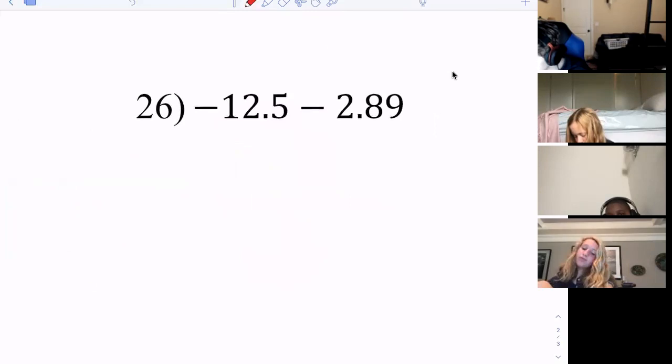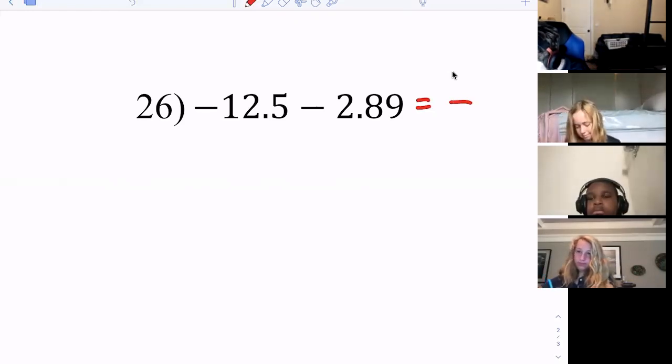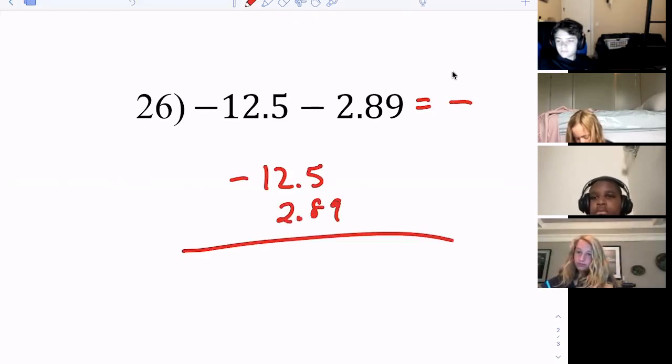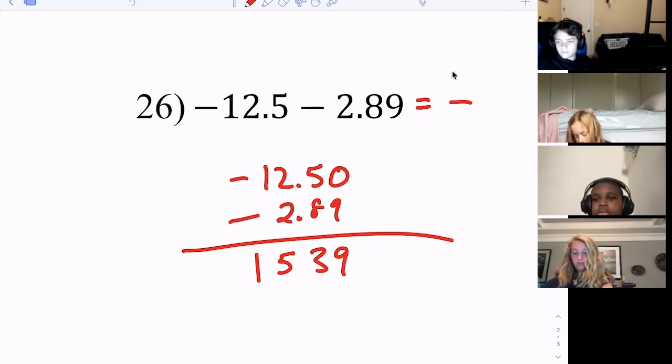Okay, 26 now. Is my answer going to be positive or negative? Negative. Do I add or subtract? You're adding them. The reason why you add them is because they are both what? They're both negative. So again, I'm going to line the decimals up, and then we're going to add them. And again, I always like to fill in the 0. Sometimes it's helpful. 9, 13, 5, 1. Anybody else get negative 15.39? All right, I'm pretty happy with that.